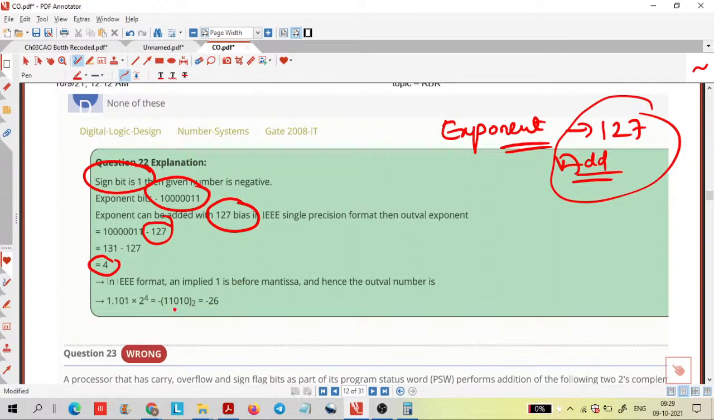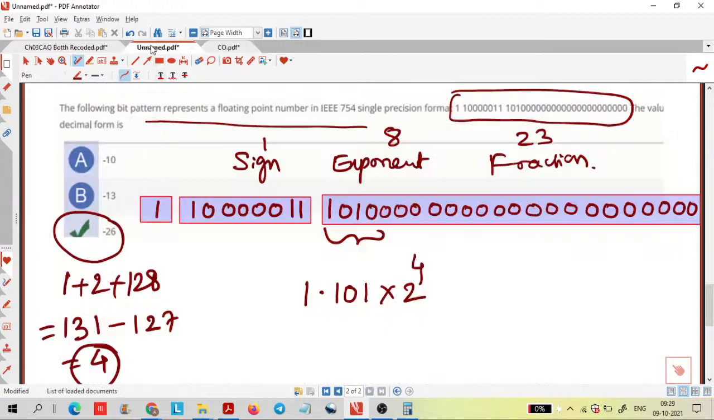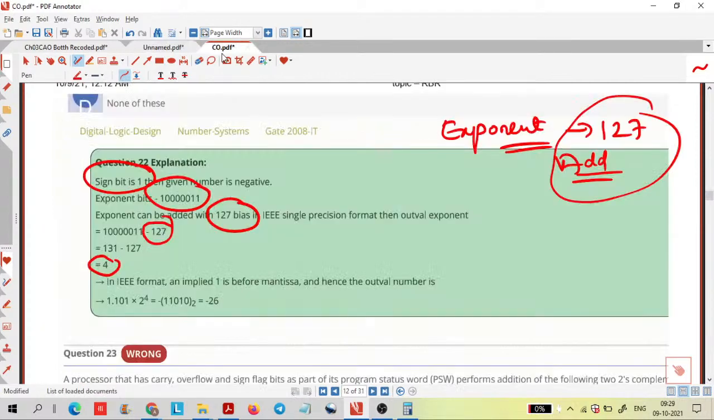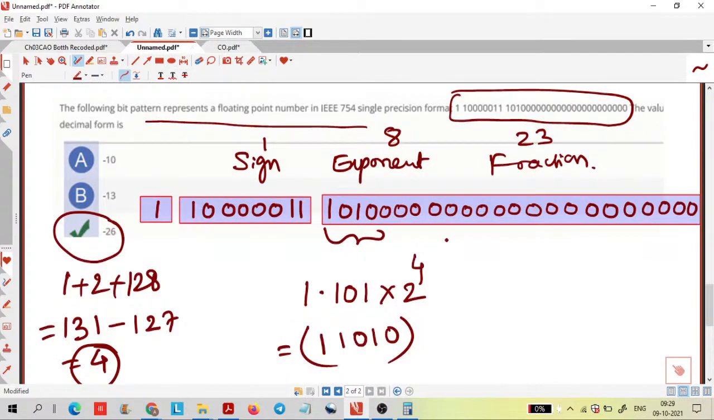This is the mantissa, and they have extracted the fraction as well. So the binary point is removed: 1 1 0 1, the decimal point is removed. Okay, 1 1 0 1 0.